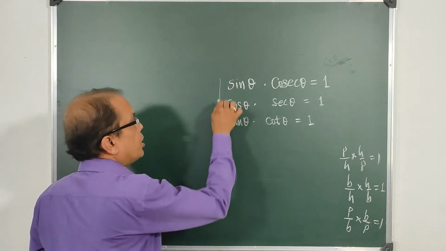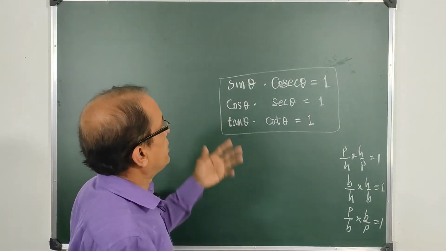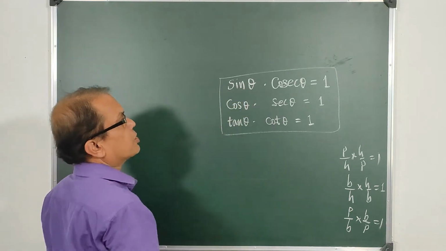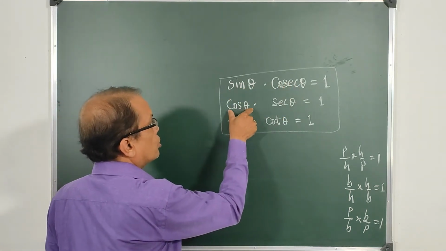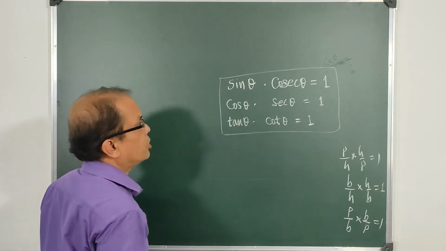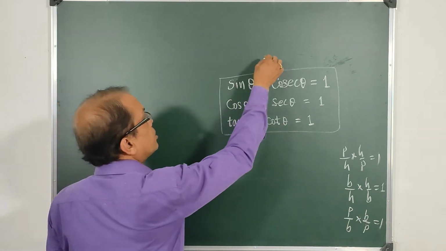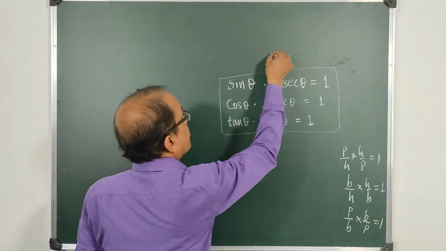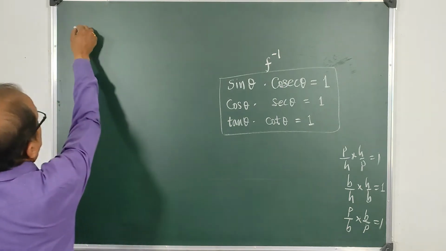So from these 3 we get 3 pairs of reciprocals. Sin and cosec are reciprocals of each other, cos and sec are reciprocals of each other, and tan and cot are reciprocals of each other. If this system of reciprocals is named as F inverse, then what will be the formula for F inverse?